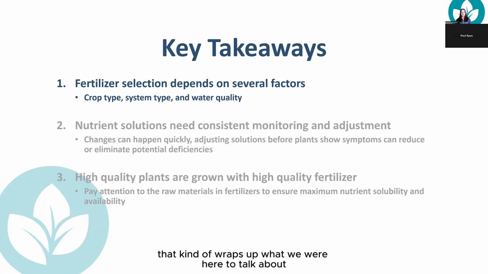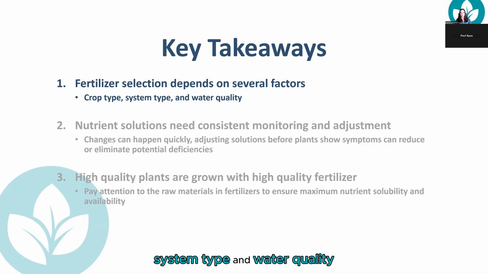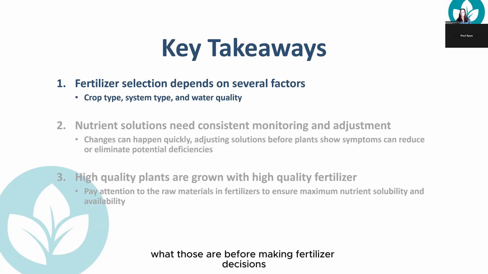So that wraps up what we were here to talk about today. We have three main key takeaways that, if you learned anything, this is what I want you to know. The first is that fertilizer selection depends on several factors, and that would be crop type, system type, and water quality. You always want to make sure that you know what those are before making fertilizer decisions.